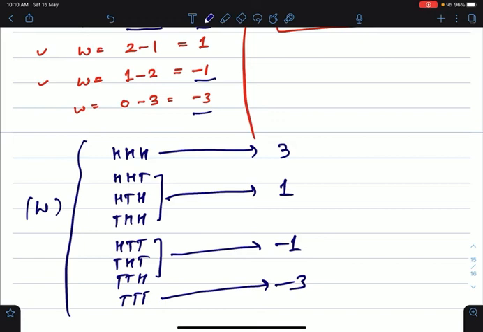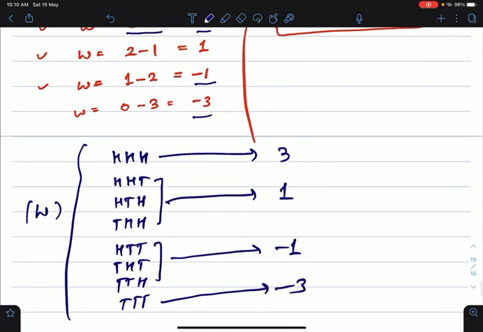So this is how you have defined this W, the number of heads minus the number of tails, and this is how the outcomes of the sample space get assigned values from the real numbers.